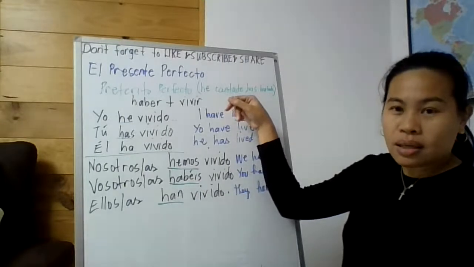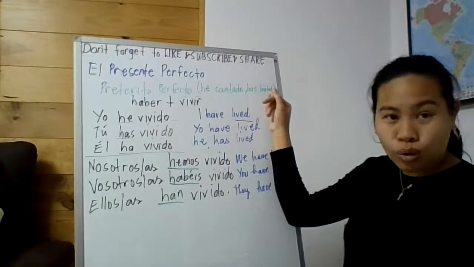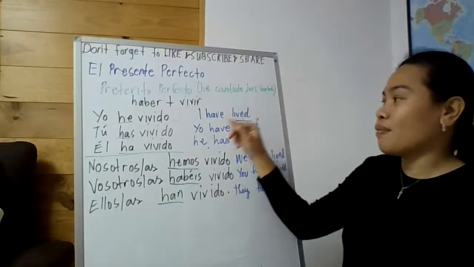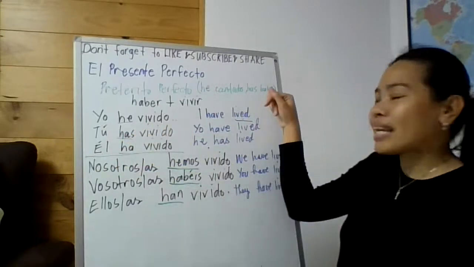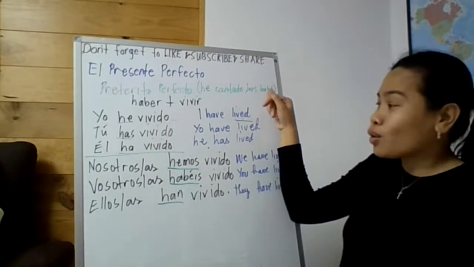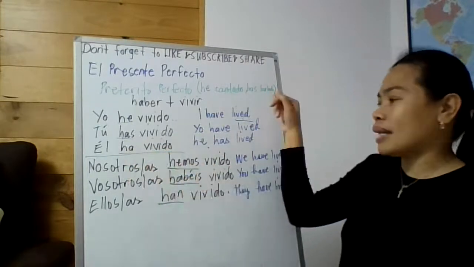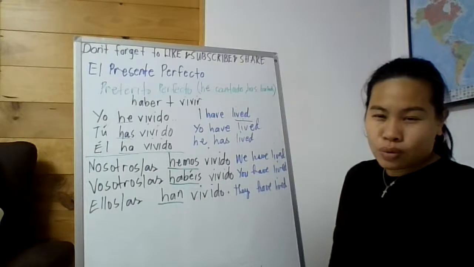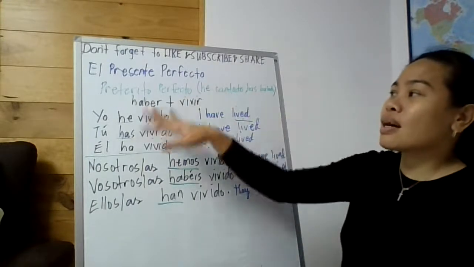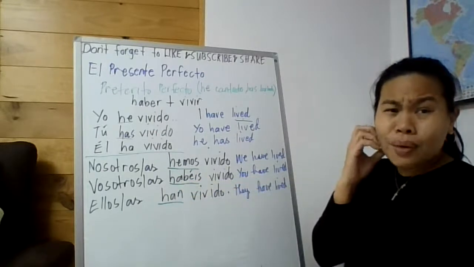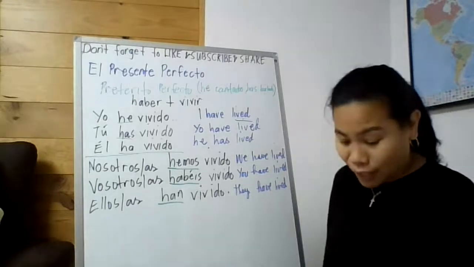¿Vale? O, yo he bailado. ¿Vale? I have danced. O, tú has bailado. Okay, you have danced. Él ha bailado. Okay? So, this is the way how you are going to use el presente perfecto.